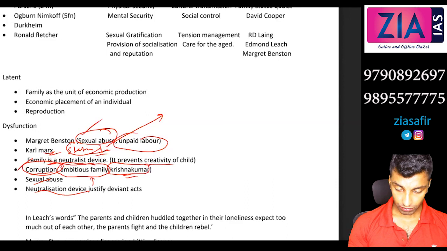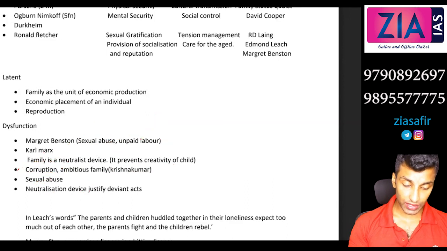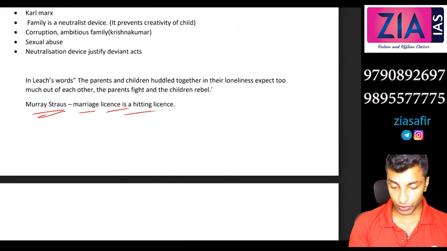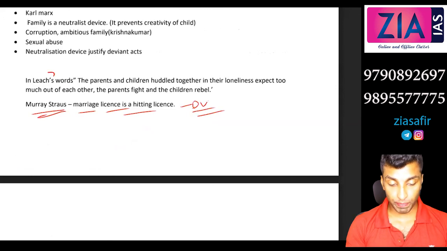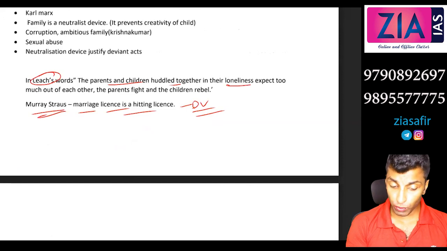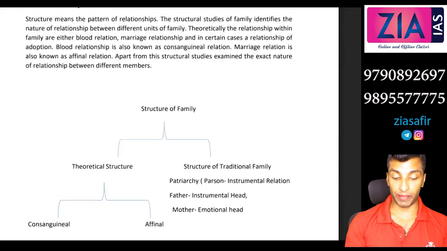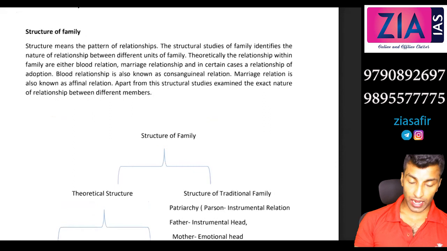So these are the criticisms, and you can see here Murray Straus says marriage license is a hitting license. So it shows the sexual abuse, it shows the domestic violence, etc. Edmund Leach says the parents and the children huddle together in their loneliness, expect too much out of each other, the parents fight and the children rebel. Expectations are actually hurting the family. So this is how you need to write the answer.